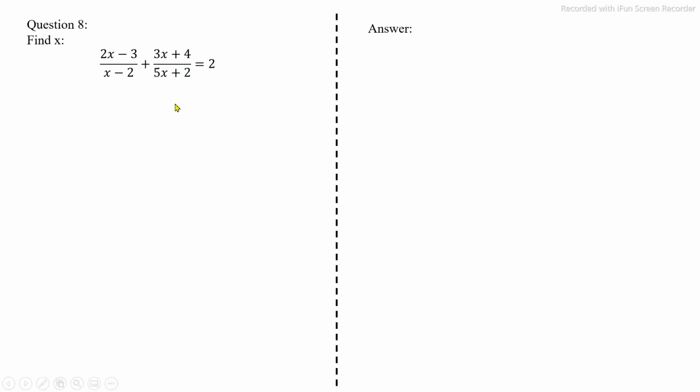Okay, so let's move on to question number 8. These questions are actually more than tough questions, these are more of the tedious questions. So let's solve it. Let me just write the question down because this feels better. So (2x minus 3) over (x minus 2) plus (3x plus 4) over (5x plus 2) equals 2.